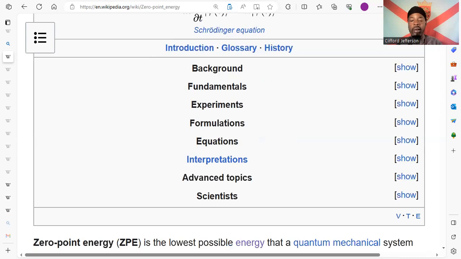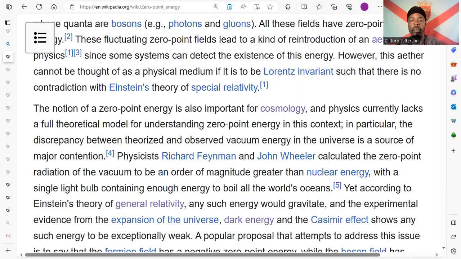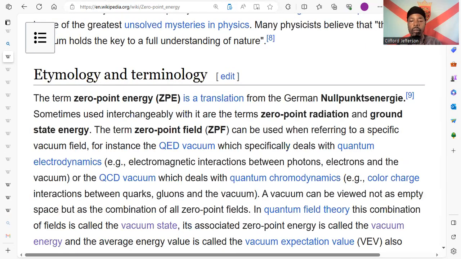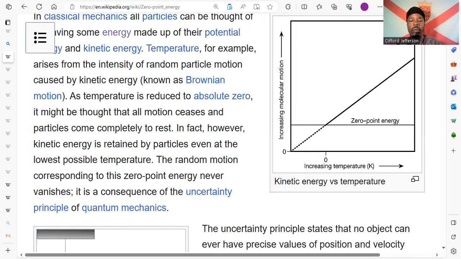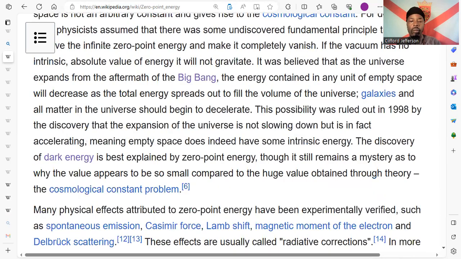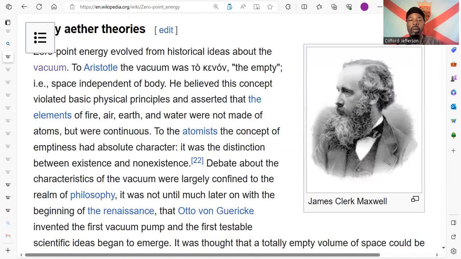This is quantum mechanics. Zero-point energy. Theory on ether theories. All right. Zero-point energy evolved from historical ideas about the vacuum. Aristotle's vacuum was the empty, i.e., space independent of body.